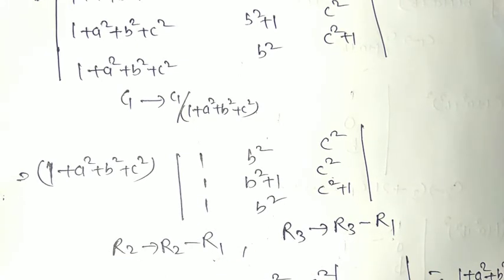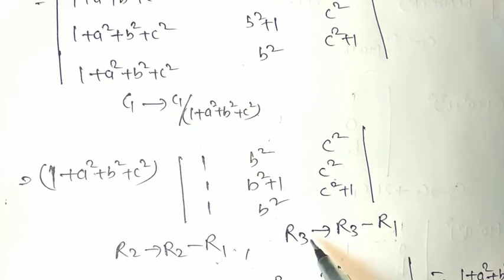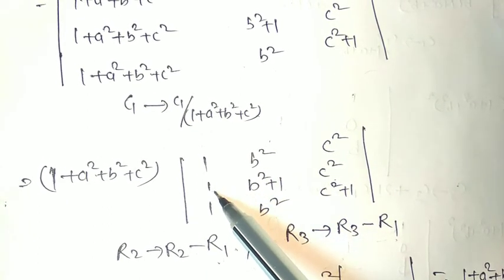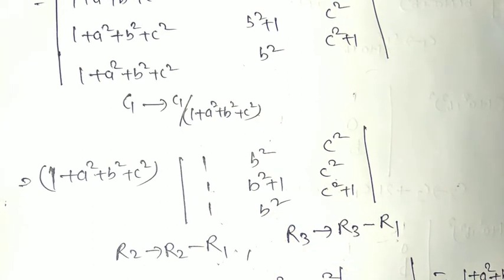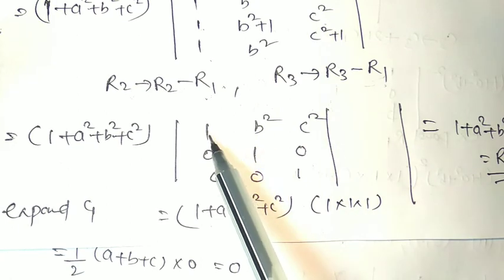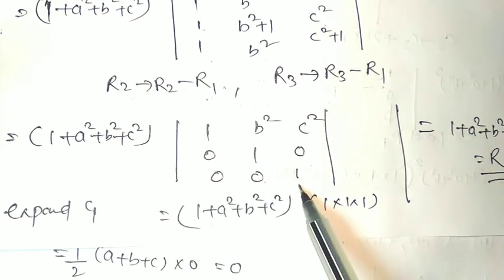We are not indulging ourselves in R2 minus R1 and R3 equals R3 minus R2. It will create more confusion. So we use the operation R2 equals R2 minus R1 and R3 equals R3 minus R1. It will make 0 here and here. Now we are operating it. So we will get 1, 0, 0; b square, 1, 0; c square, 0, 1.